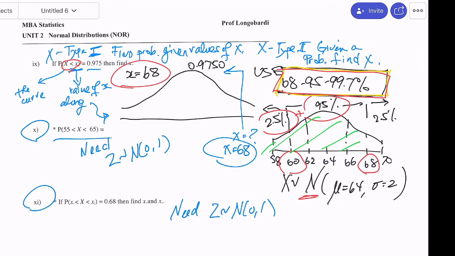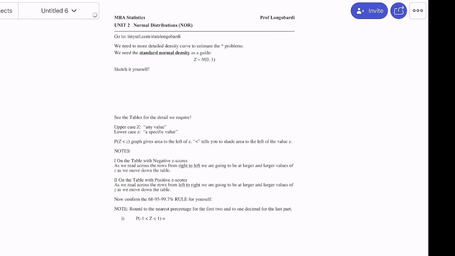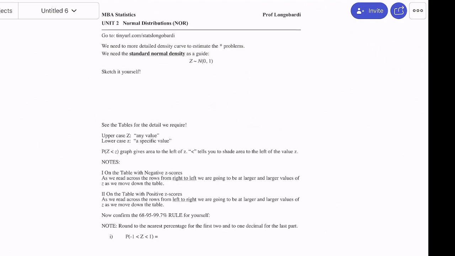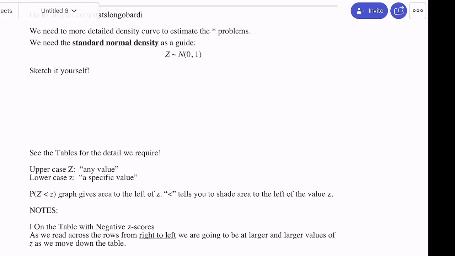So, we spent 45 minutes. If you need more time to review that, then do so. But really, I'm interested in working with the standard normal density, and that's what I get into. And I describe how you use it.